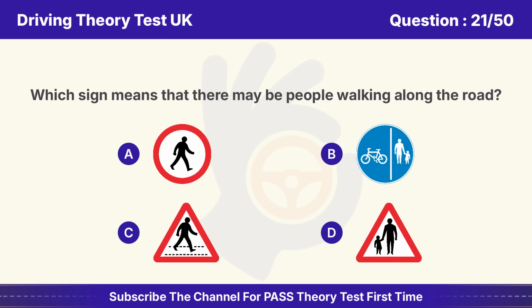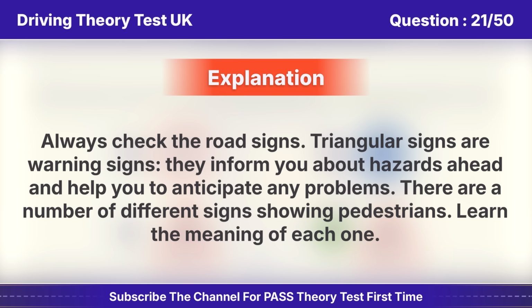Question 21. Which sign means that there may be people walking along the road? Answer is D. Always check the road signs. Triangular signs are warning signs. They inform you about hazards ahead and help you to anticipate any problems. There are a number of different signs showing pedestrians. Learn the meaning of each one.